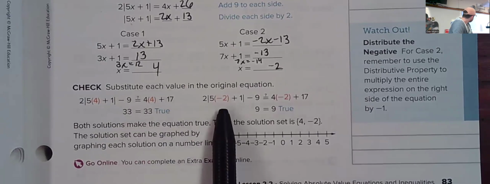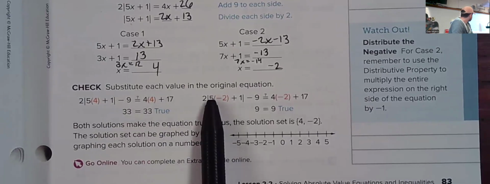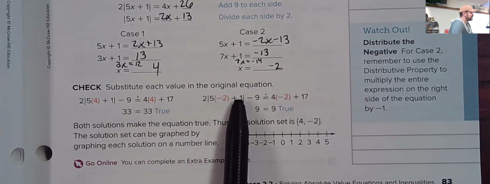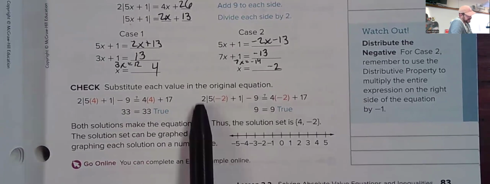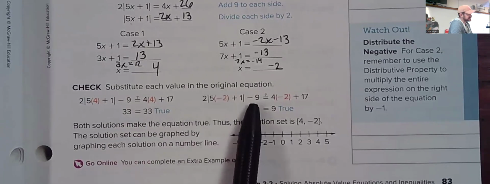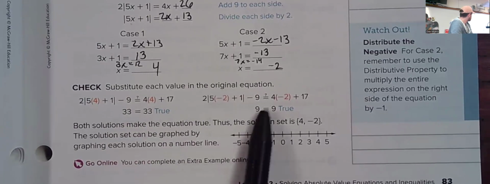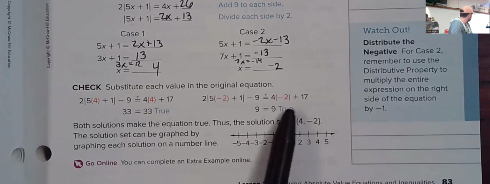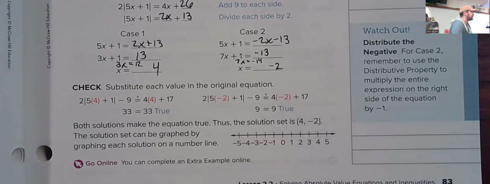Over here, 5 times negative 2 is negative 10. Negative 10 plus 1 is negative 9. The absolute value of negative 9 is 9. 9 times 2 is 18. 18 minus 9 is 9. On this side, 4 times negative 2 is negative 8. Negative 8 plus 17 is 9. Both sides equal 9. That one's true as well.